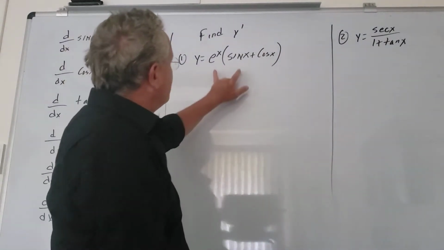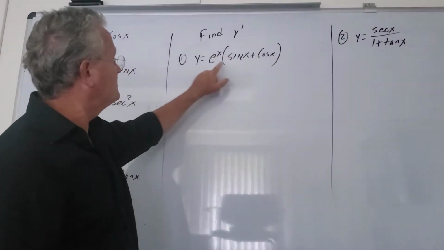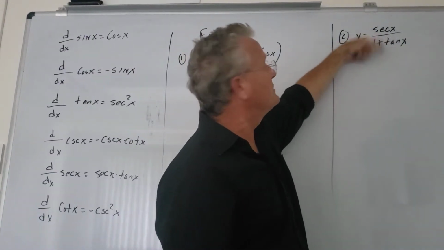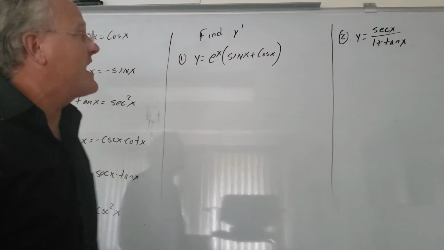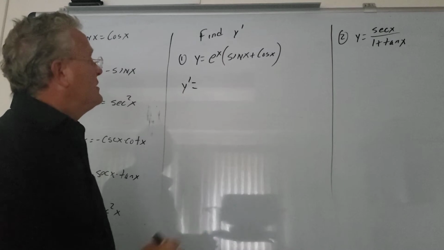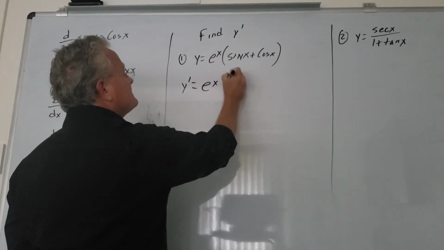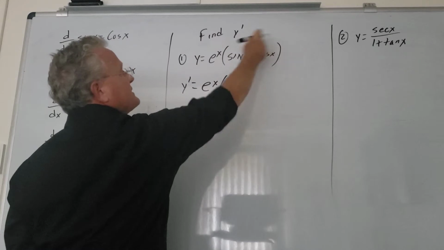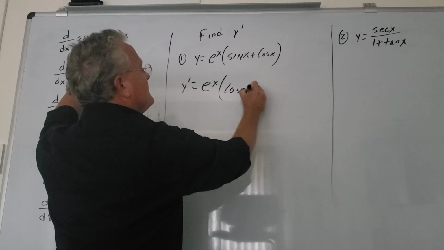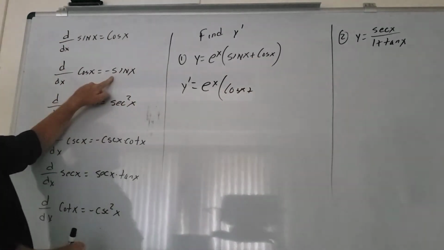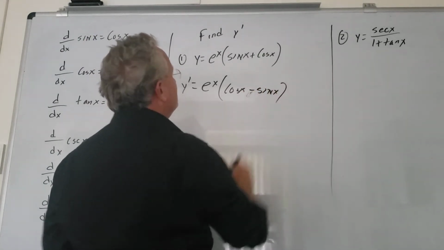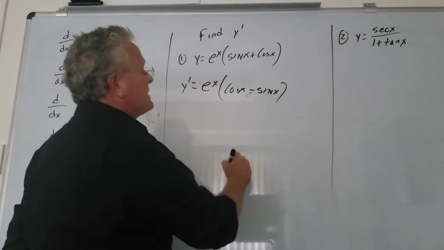So notice this particular problem we're going to end up using the product rule because we have the product of two quantities. And here we'll use the quotient rule because we have a quotient, or a fraction, of two quantities. So the derivative, we know the product rule. It's the first function, e to the x, times the derivative of the second function. Well, the derivative of sine is cosine, and the derivative of cosine is minus sine. Let me write this as a minus sine x. So that's the first times the derivative of the second.